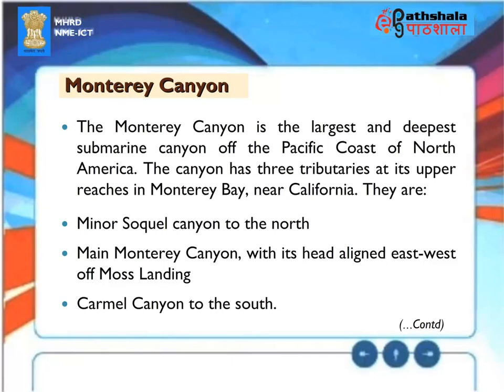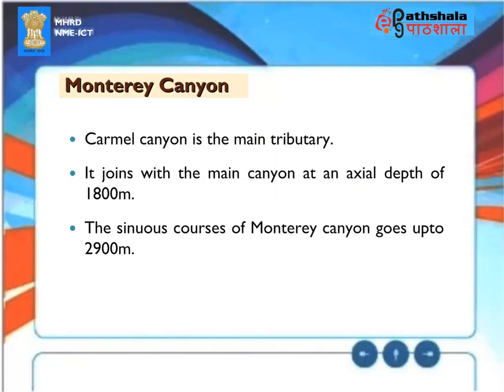Monterey Canyon. The Monterey Canyon is the largest and deepest submarine canyon off the Pacific coast of North America. The canyon has three tributaries at its upper reaches in Monterey Bay near California. They are Minor Soquel Canyon to the north, Main Monterey Canyon with its head aligned east-west off Moss Landing, Carmel Canyon to the south. Carmel Canyon is the main tributary.